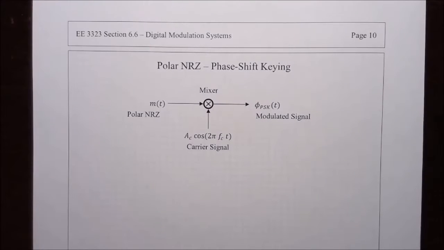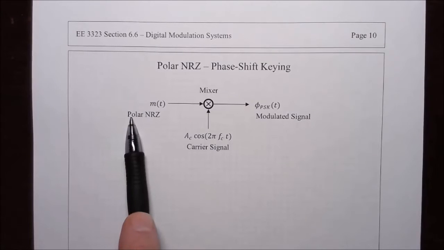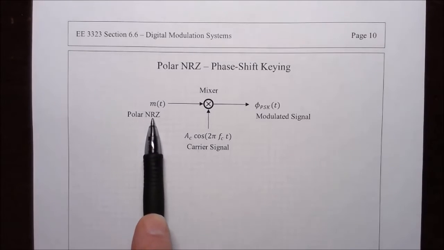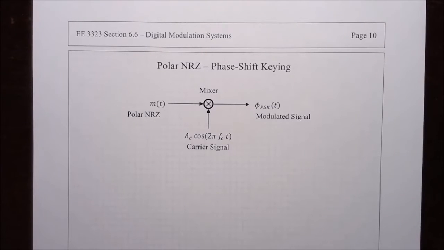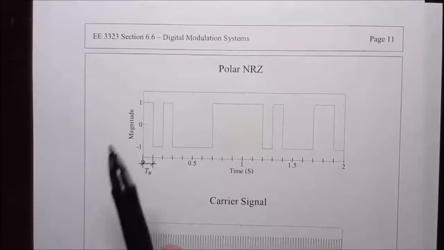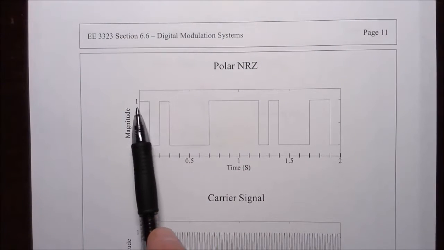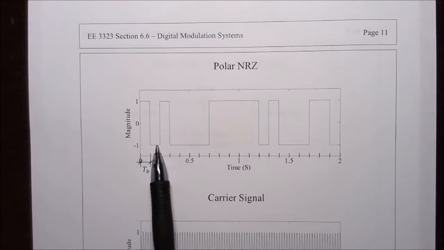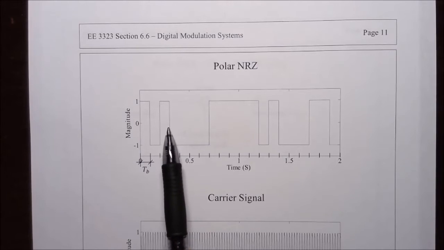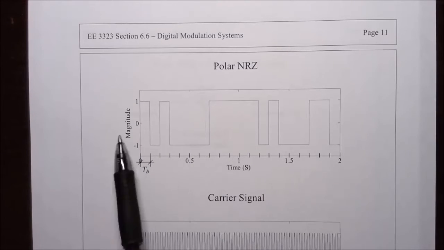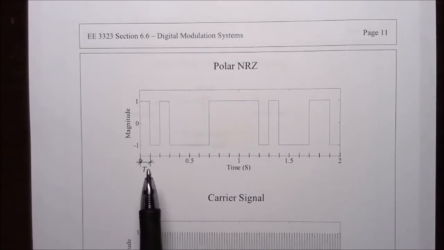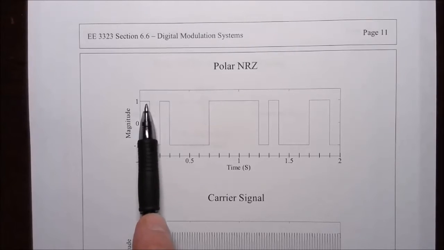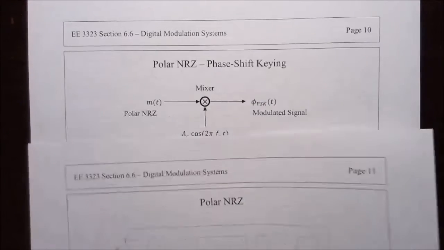Okay, this form of modulation uses a polar non-return to zero digital signal, so now logical ones take a value of 1 volt and logical zeros take a value of -1 volt. So it's still 1 0 1 0 0 0 0, a random string of ones and zeros. Logical ones are 1 volt, logical zeros are -1 volt.